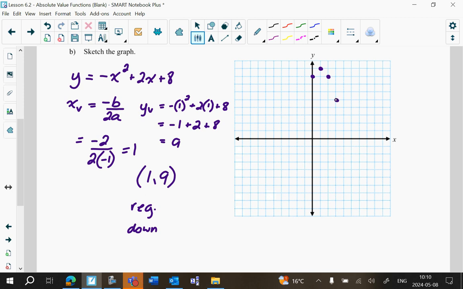I would suggest you even go again to see where the x-intercepts are. If you go 3 across, how many would you go down? Remember, you're going squared down. So 3 across, 9 down, which takes you right to the x-axis on both sides.